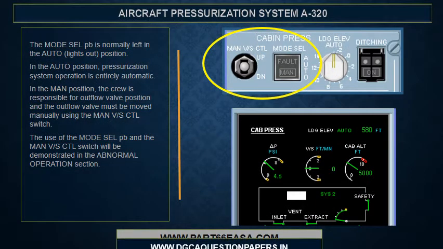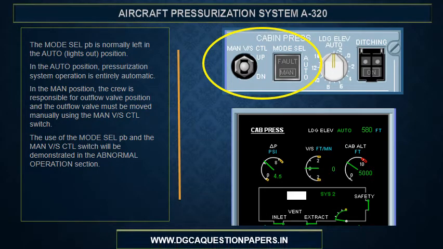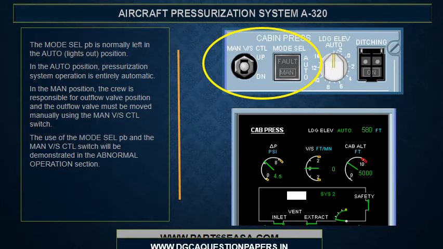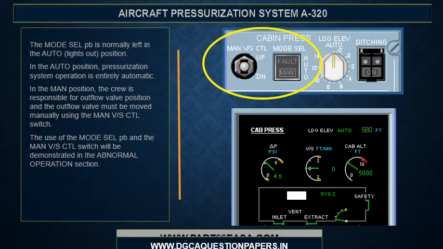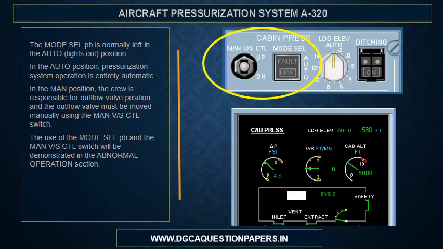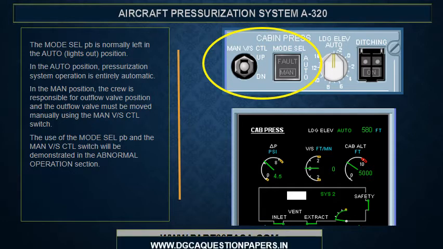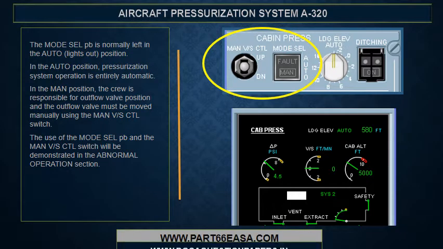The Mode Select push button is normally left in the auto, lights out position. In the auto position, pressurization system operation is entirely automatic. In the manual position, the crew is responsible for outflow valve position and the outflow valve must be moved manually using the manual vertical speed control switch. The use of the Mode Select push button and the manual vertical speed control switch will be demonstrated in the abnormal operation section.